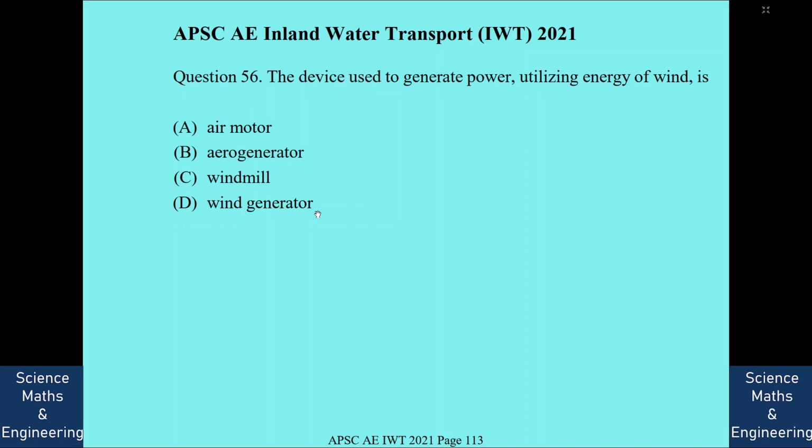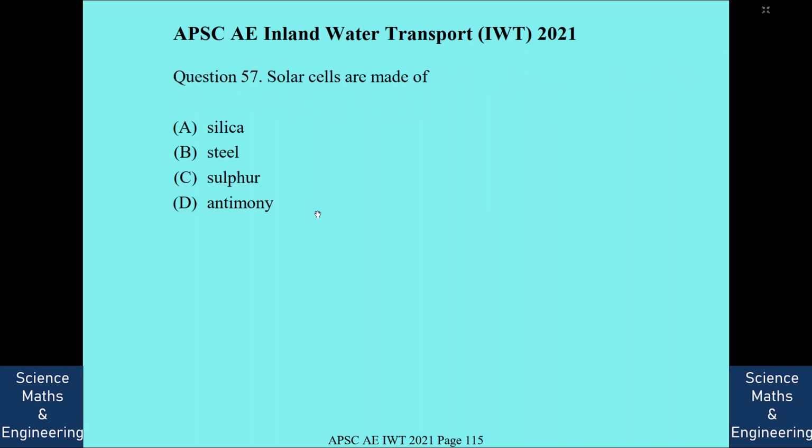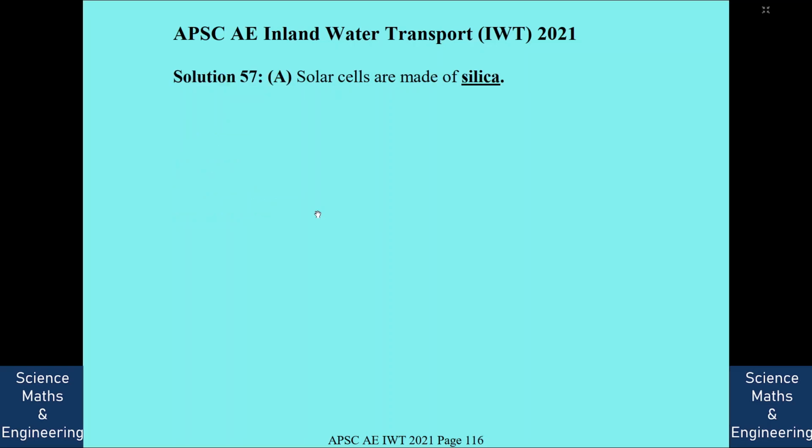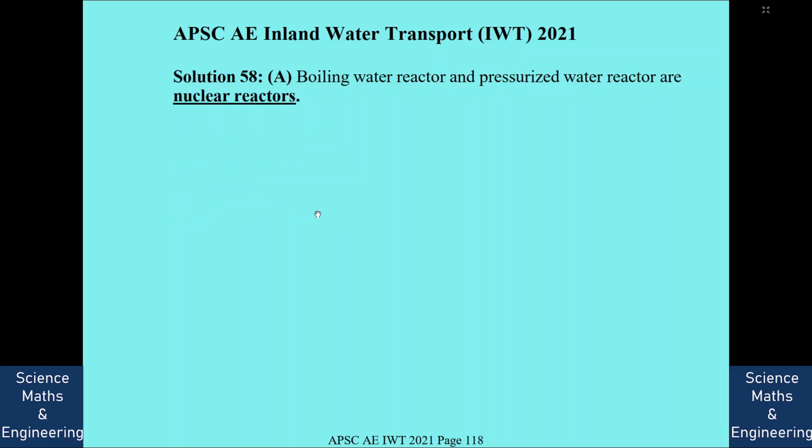Next. The device used to generate power utilizing energy of wind is A, air motor, B, aero generator, C, windmill, or D, wind generator. So the answer is, it is actually wind generator. So next up. Solar cells are made of A, silica, B, steel, C, sulfur, or D, antimony. So the answer is they are made of silica. Next. Boiling water reactor and pressurized water reactor are A, nuclear reactors, B, solar reactors, C, OTEC, or D, biogas reactors. So the answer is they are nuclear reactors.